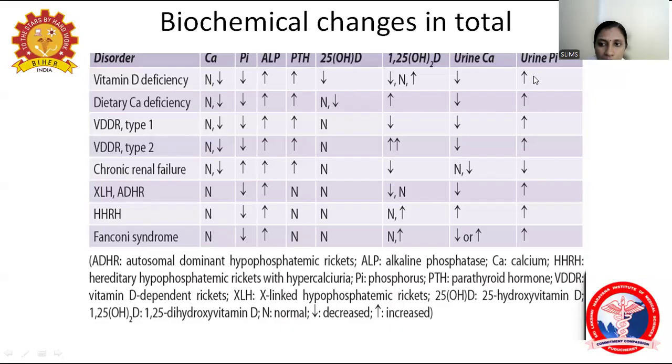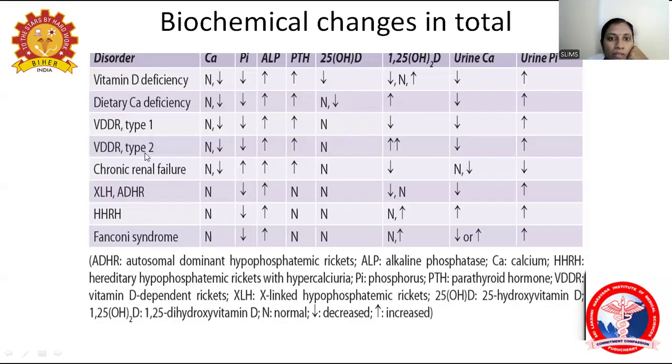Urine calcium and phosphorus: since serum calcium is low, urine calcium will be low, but urine phosphorus, because PTH is acting on the kidney, will be normal or high. A dietary calcium deficiency will show the same features here, but 25-hydroxyvitamin D can be normal or decreased. The only condition where serum phosphorus is increased is chronic renal failure. Can you see? The phosphorus arrow is down in everything except this. So if serum phosphorus is increased, you can label it and rule out that part.